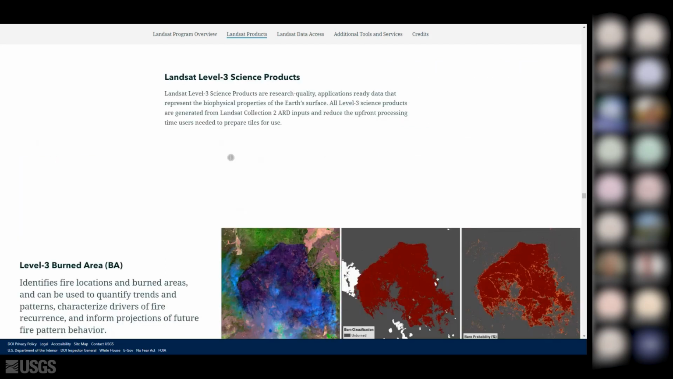Now let's go into our level 3 science products. These level 3 science products represent the biophysical properties on the Earth's surface, and all level 3 products are generated from the ARD inputs, which we just went over.